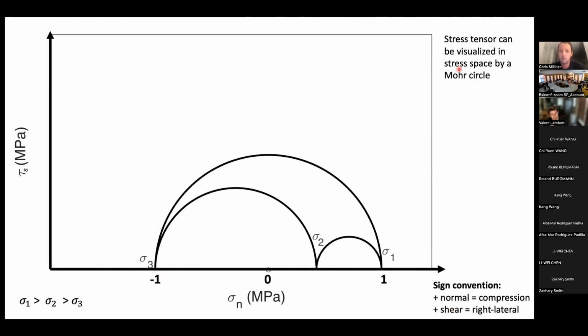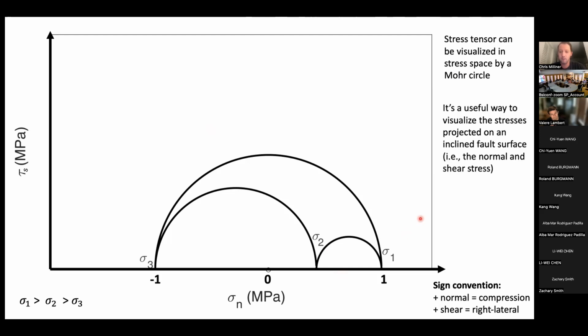Okay, and so what we can do is visualize the stress tensor we came up with in the central zone. And that's what's plotted here. This is our stress tensor. It's a really useful way to show not just how the stress tensor is organized, but what the normal and shear stresses are that are projected on a certain fault surface.